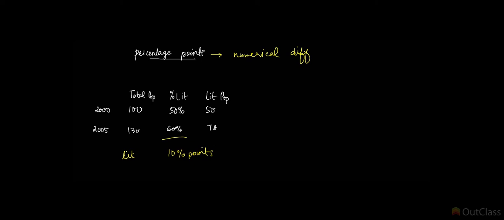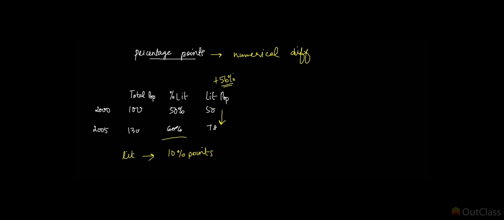Why do we use this sort of a metric? Why percentage points? Because looking at the percentage increase in the number of literate people is not a useful way of looking at the situation. If you look at the literate population, it used to be 50 lakhs, and is now 78 lakhs. That's an increase of 28 lakhs. You could say that the number of literate people increased by 56%, but that is not a good way of looking at it.